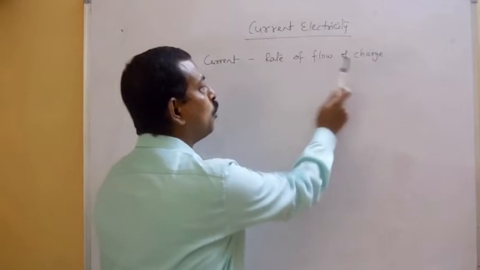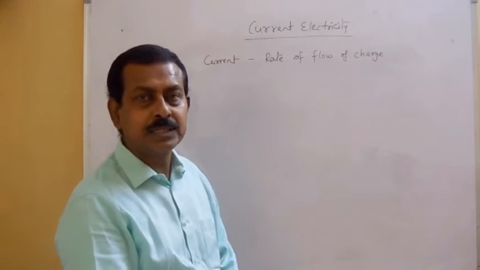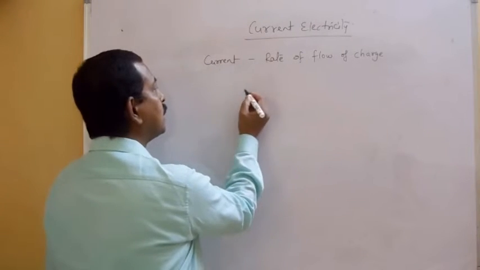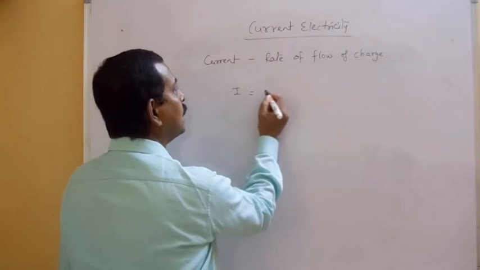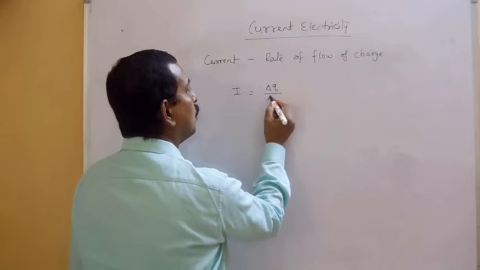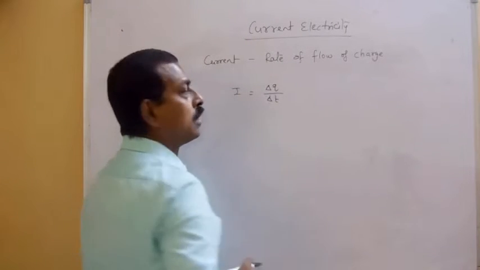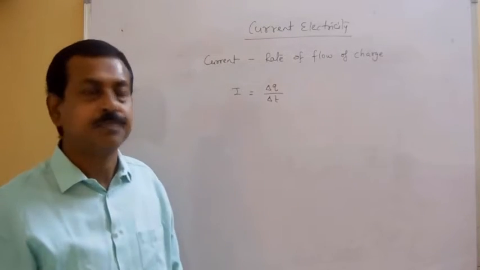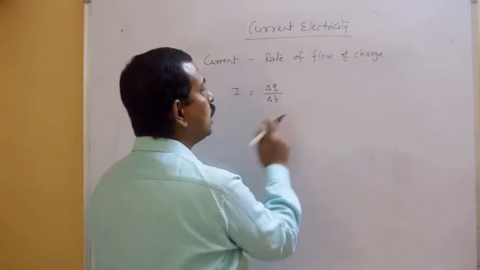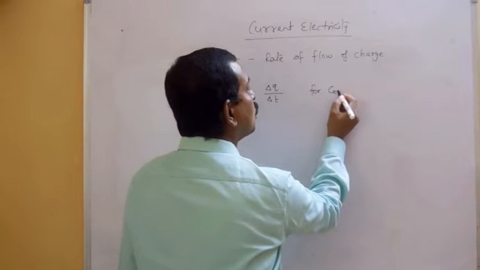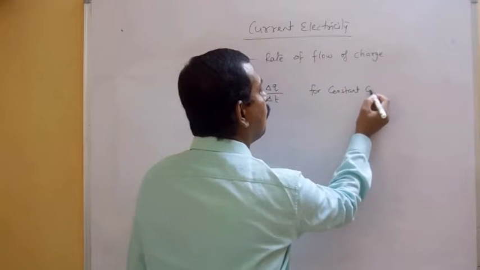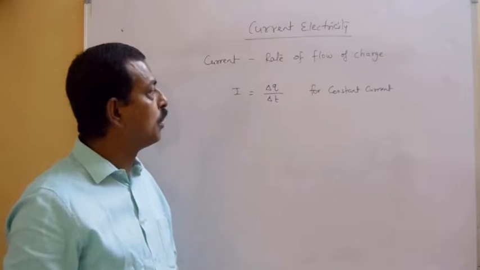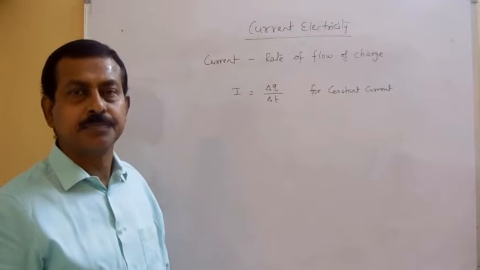Current is the rate of flow of charge. So as it is the rate of flow of charge, if you write its expression, then we can write current I as delta Q by delta T. Delta Q will be the small amount of charge that will flow in time delta T. This expression we use for constant current. If the current is constant in a circuit, then we can use this formula to find electric current there.